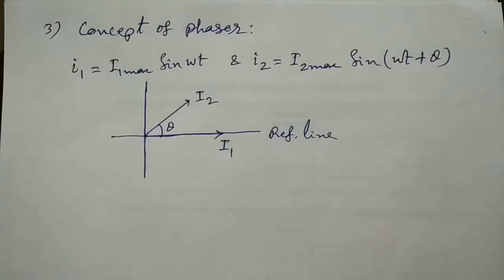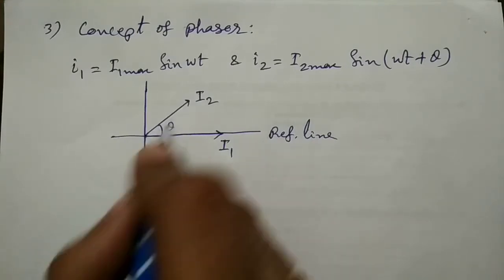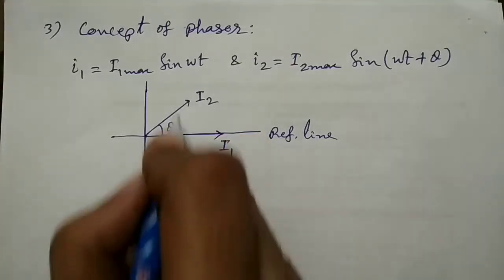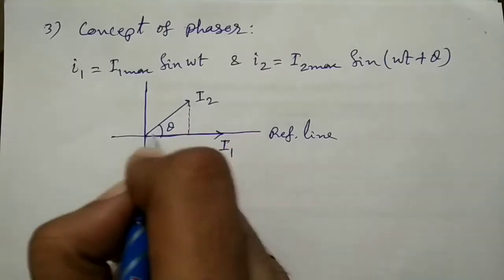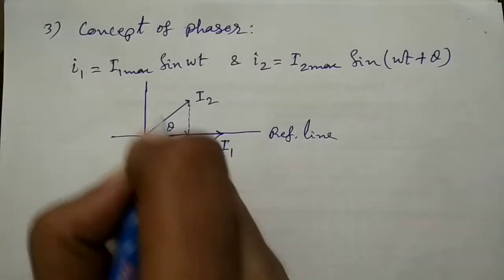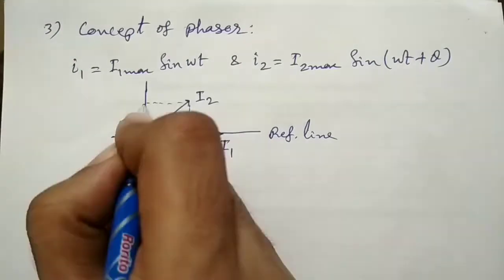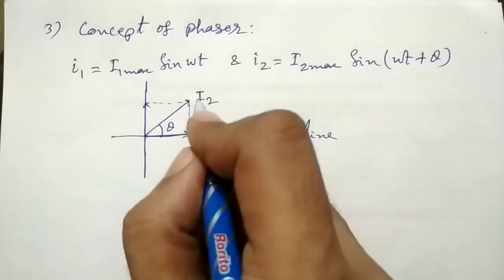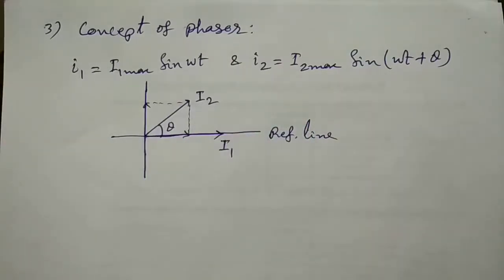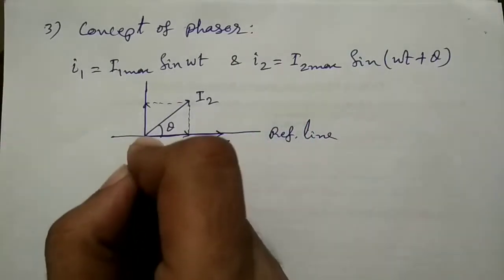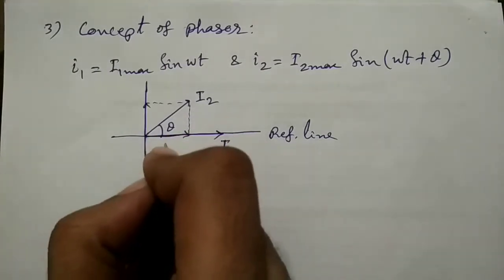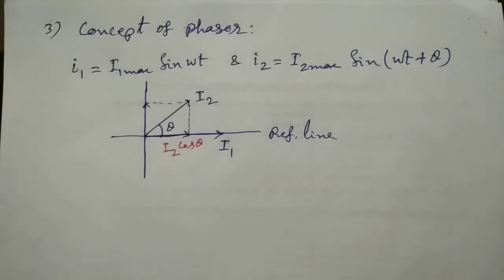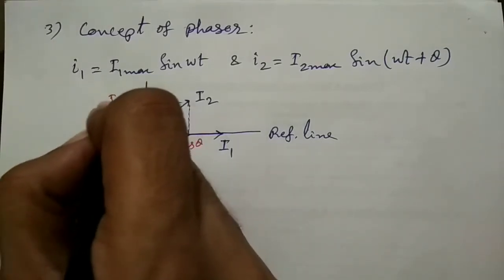In this method of algebraic operations, we have to resolve each and every phasor into two components. One should be along the horizontal line and another should be along the vertical line, that is the y-axis. So this is I2 and this angle is theta. Therefore, the horizontal part of this value will be I2 cos theta and its vertical part will be I2 sin theta.